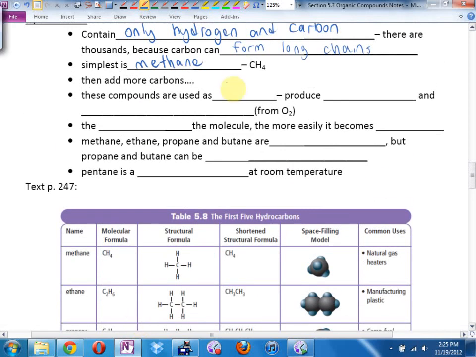So these compounds are used as fuels. When you burn them, they combine with oxygen. The hydrogen burns, the carbon joins with oxygen to produce greenhouse gases. Oh, what's CO2? What's the fancy English name for that? Carbon dioxide and H2O, water.